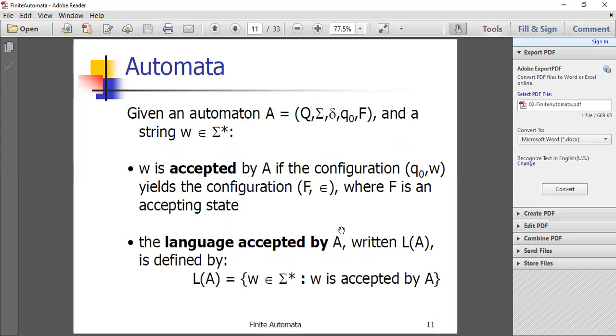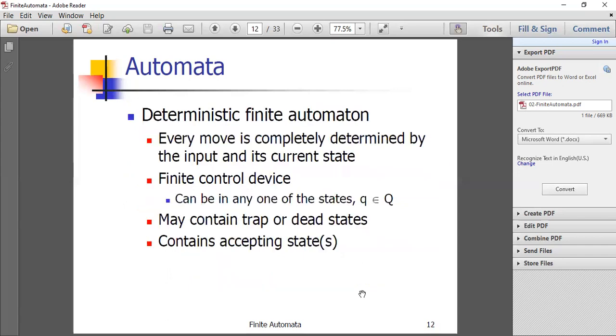So here W is accepted by A, then the configuration goes from q0 W to F epsilon, where F is an accepting state. So the language accepted by A, which is written L of A, is defined as the set of W in sigma star such that W is accepted by A.